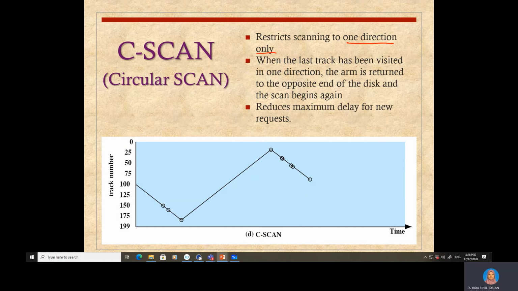So when the last track has been visited in one direction, the arm is returned to the opposite end of the disk, and the scan begins again. Okay? This reduces maximum delay for new requests.